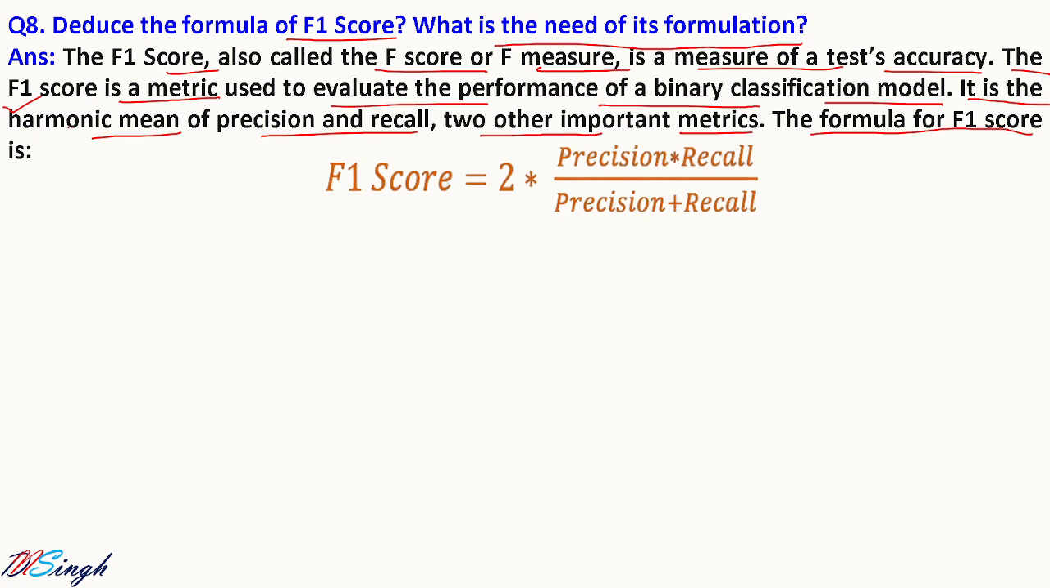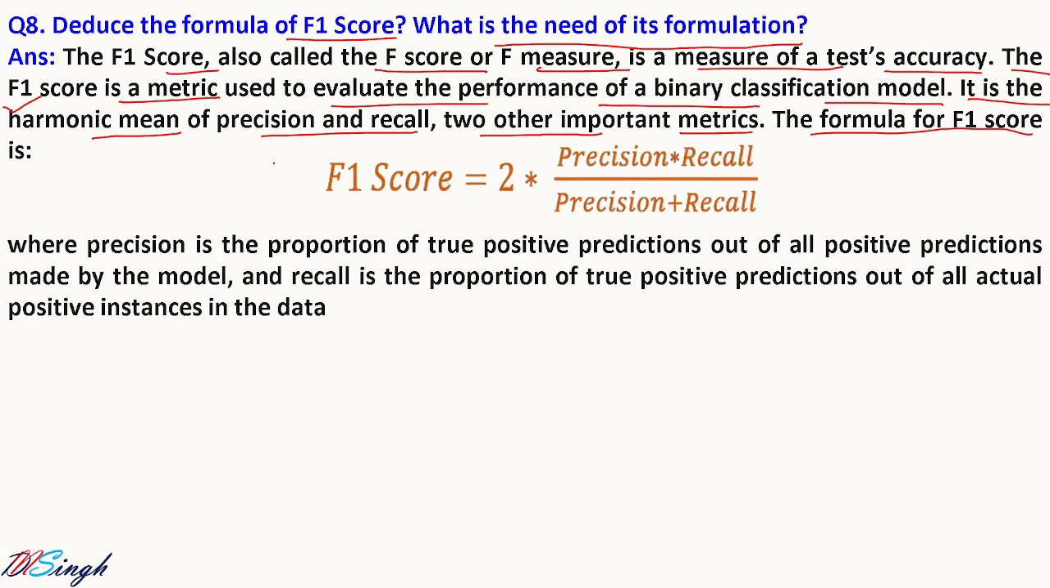This harmonic mean is a little bit different than the geometric mean, so you have to keep that in mind. F1 score is also called F score and F measure. Why do we need this formula? Precision is the proportion of true positive predictions out of all positive predictions made by the model. So here you have precision. What is the formula for it? TP will be in the numerator, and in the denominator you have TP plus FP.